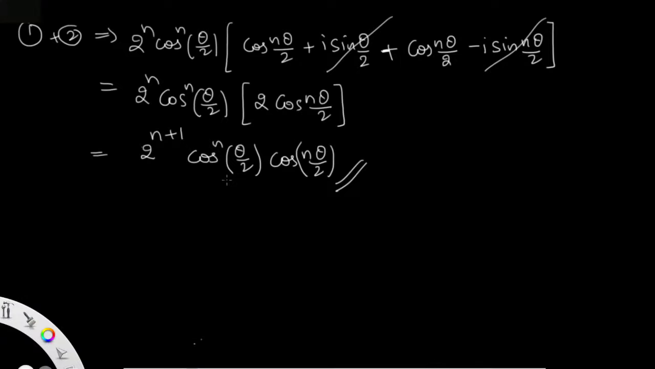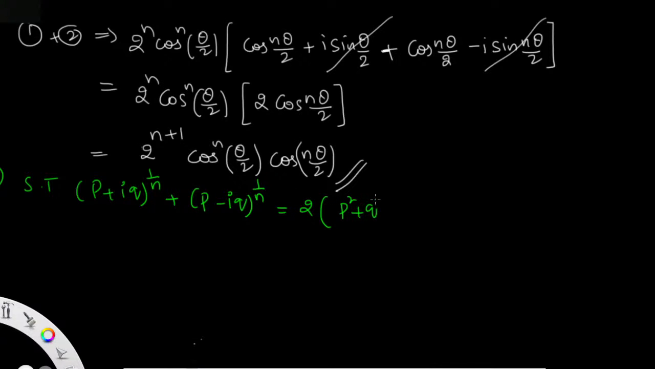Then go to the fifth question. Question number 5. n is a positive integer. This is also the same thing, p plus iq whole to the power of n. Show that p plus iq whole to the power of 1 by n plus p minus iq whole to the power of 1 by n equal to 2 times of p square plus q square whole to the power of 1 by 2n into cos of 1 by n into arc of tan of q by p.